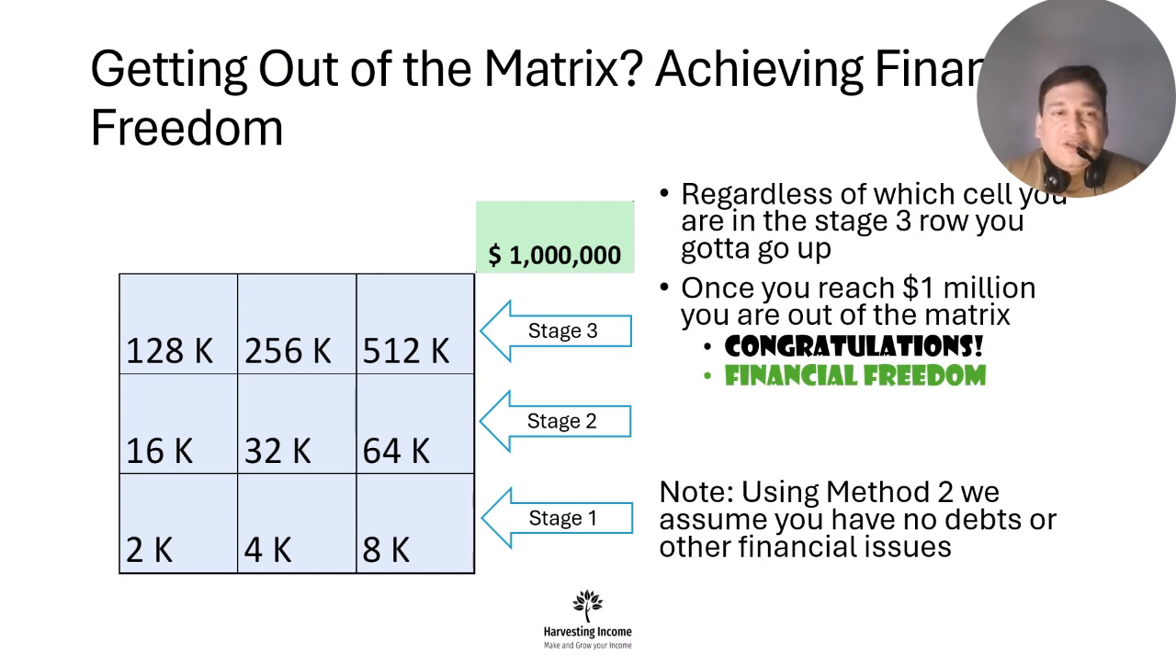If you are lucky enough to move to stage three and you gradually move up and reach the $1 million mark, only when you reach the $1 million mark are you out of the matrix technically. That's how I have defined it. If you're at 512K and you move up to, let's say, 800,000 or 900,000, you're still almost there, because if you lose 10% of your money, you can gradually come down, and then you could be back in the matrix. You don't want that to happen. So once you reach 1 million, you are completely out of the matrix.